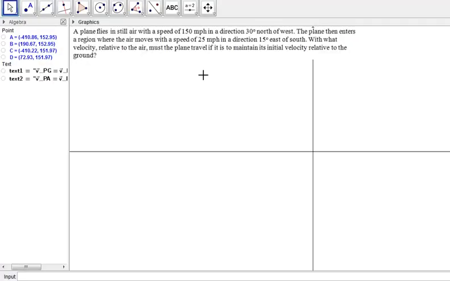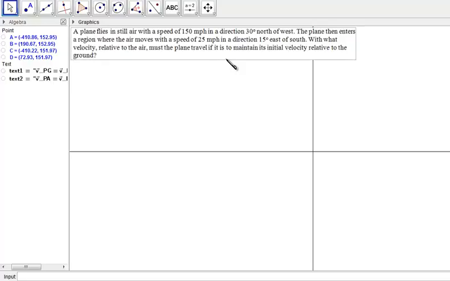Here's the next problem. You can pause the video and read it. Once again, we have a plane flying in still air, but this time its velocity is 150 miles per hour in a direction 30 degrees north of west. And again it enters a region where the air moves, but this time with a velocity of 25 miles per hour in a direction 15 degrees east of south.